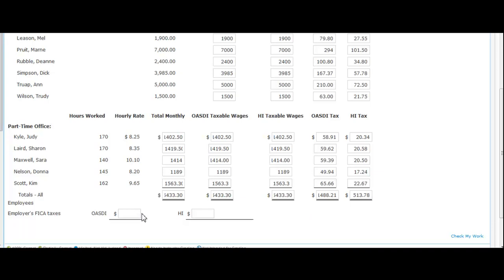So then we have to calculate the employer's FICA tax. So keep in mind the employer's FICA taxes, the high tax is going to be exactly the same, okay, because they pay the same portion. So that's going to be $513.78. But the OASDI is different because remember they pay 6.2% where the employees only pay 4.2%. So we're going to take our total taxable wages for our OASDI, which is this number here, $35,433.30 times the 6.2%, and we get $2,196.86.